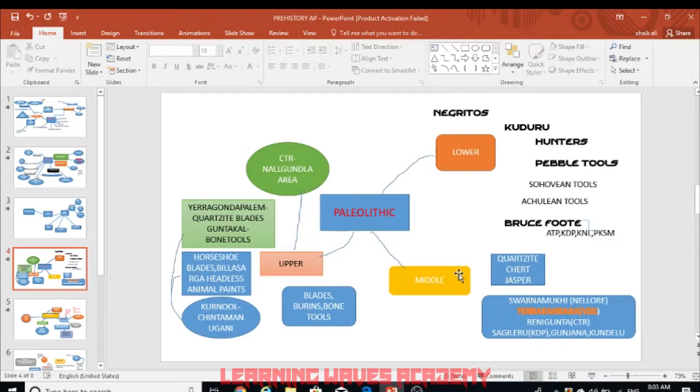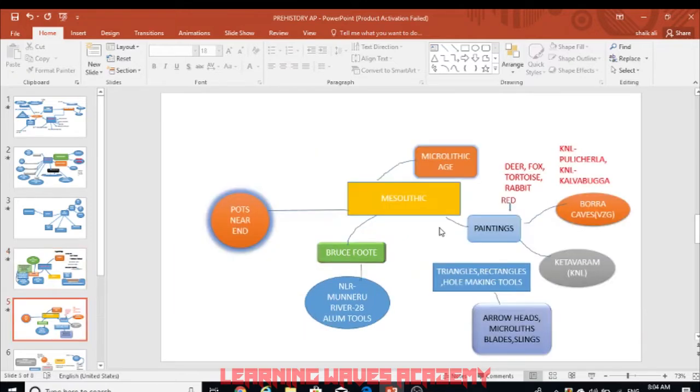And in the lower Paleolithic age, the humans were called negritos, and the blood relatives of a closed group are called kuduru, and the main occupation was hunting. The pebble tools found in the river region are called Sohovian tools, and the tools found in other regions are called Acheulean tools. Bruce Foote is the main excavator of this lower Paleolithic age. Okay, that's all for this, guys.